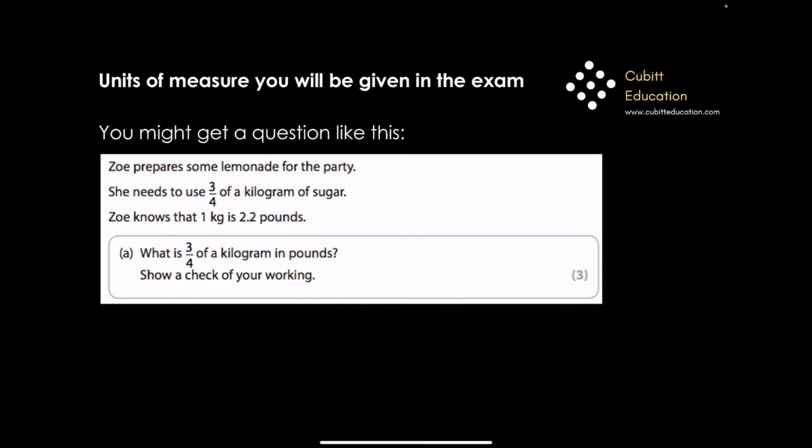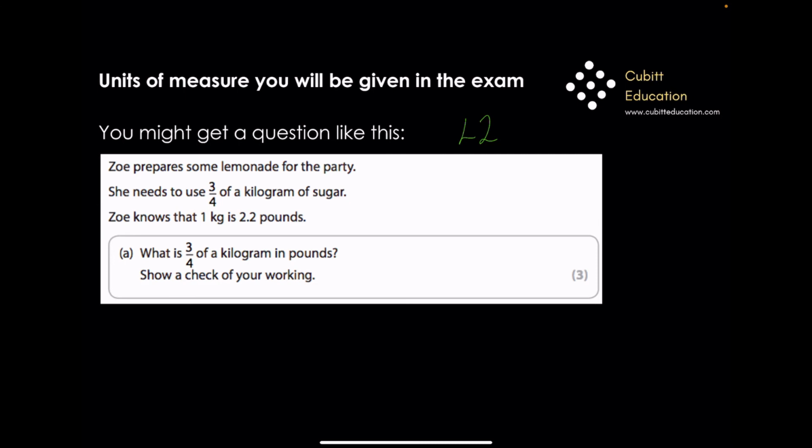Even though this looks easier, this is actually from a level 2 paper because you've just got to be very careful with the conversions and the way it's worded here. So if you want to have a go, pause the video either now or after I've read it out and then press play to go through it.